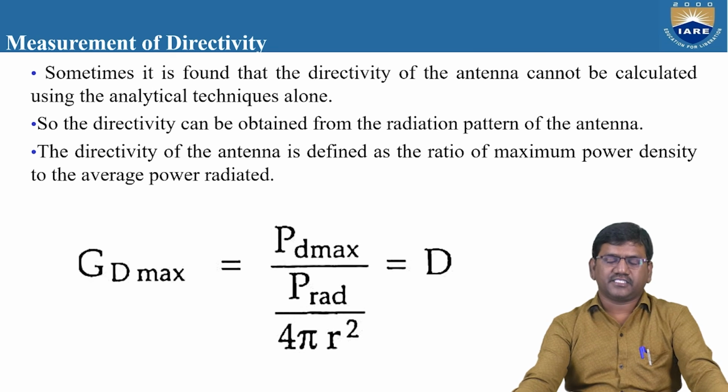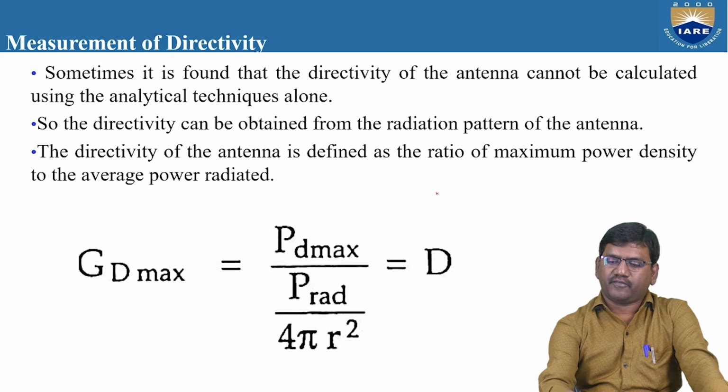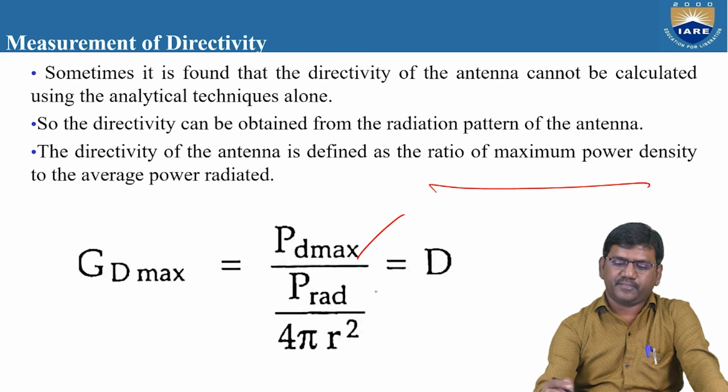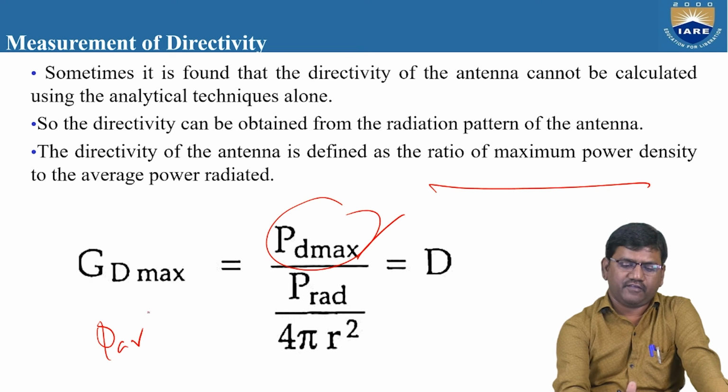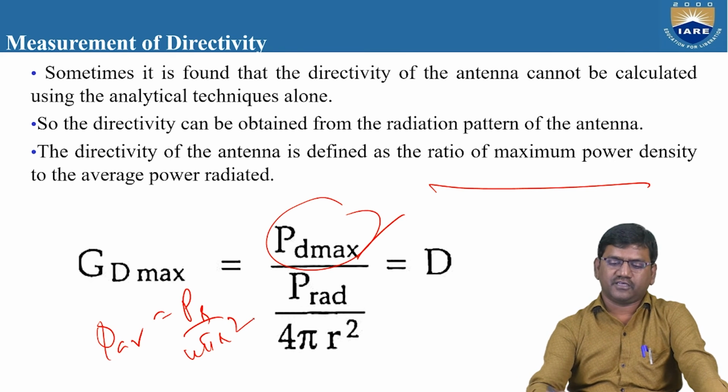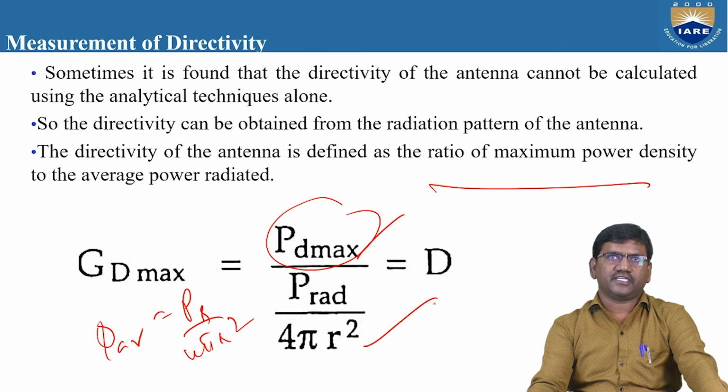And the next parameter is the directivity. The directivity of antenna is defined as the ratio of maximum power density to the average power radiated. We know that the power density ratio is given as PD max by Prad, that is, PD max and the average power radiated, Pi AV. So Pi AV is nothing but PR by 4 pi R square. So this is the basic definition of directivity.